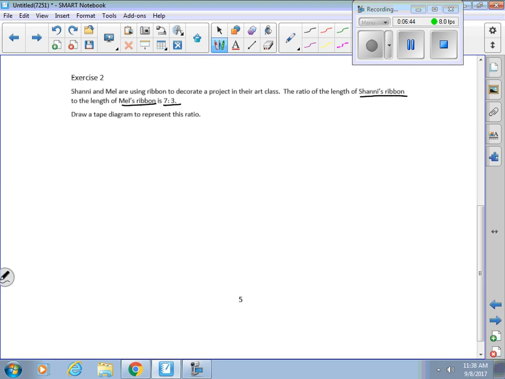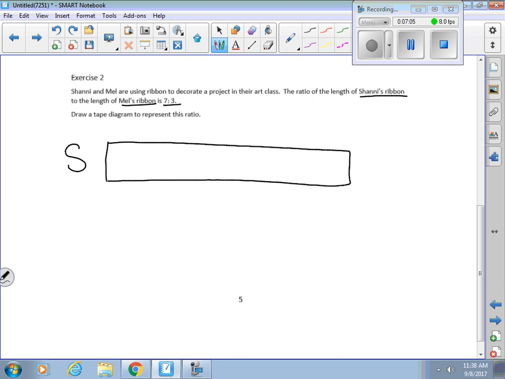So who remembers doing tape diagrams from 5th grade? I didn't learn that. You didn't learn them? Okay, that's all right. This is a really simple tape diagram that we're going to do. So we're going to label this S for Shani, and we're going to draw a bar, a rectangle, like that, okay? And that represents Shani's ribbon.